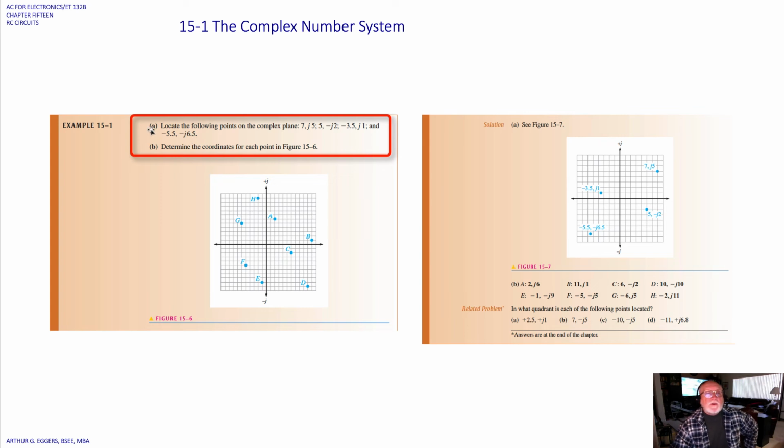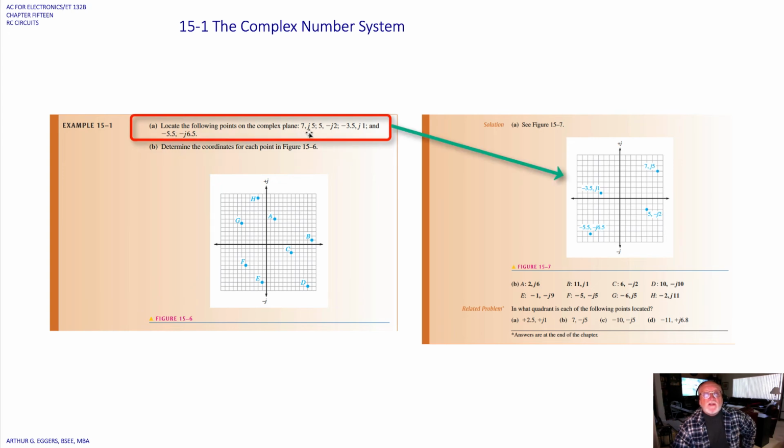Taking a look at an example here, we've got a two-part example, A and B. A refers to the diagram to the right here. B is the diagram below. So what we're going to look at here is locating these points. Notice they're in pairs: 7, j5; 5, minus j2; minus 3.5, j1; and minus 5.5, minus j6.5. If we take a look at each of those, you can see how each of these pairs is plotted.